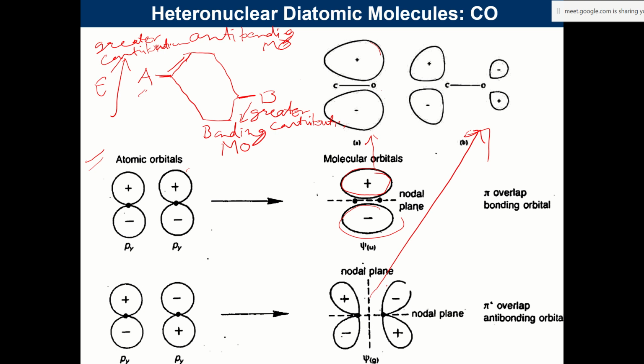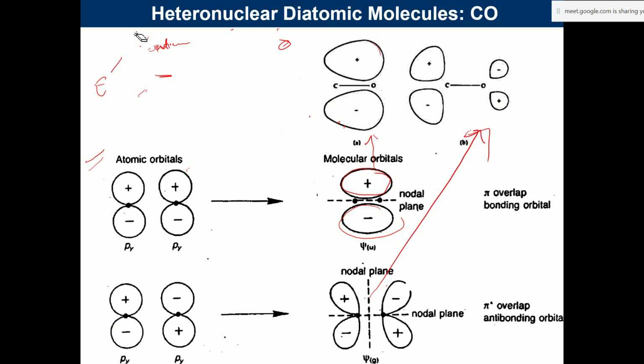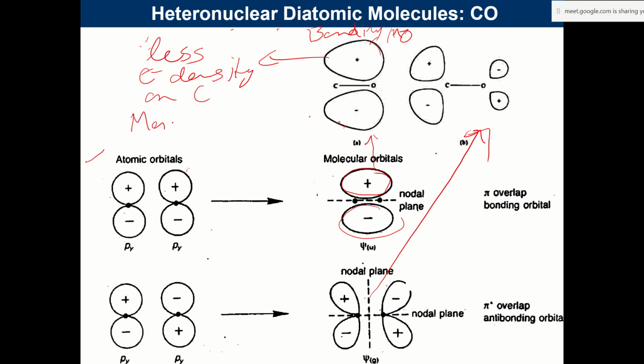So we can clearly see in these pictures what we are trying to show here. This is the bonding MO, this one: less electron density on carbon, more on oxygen, right?